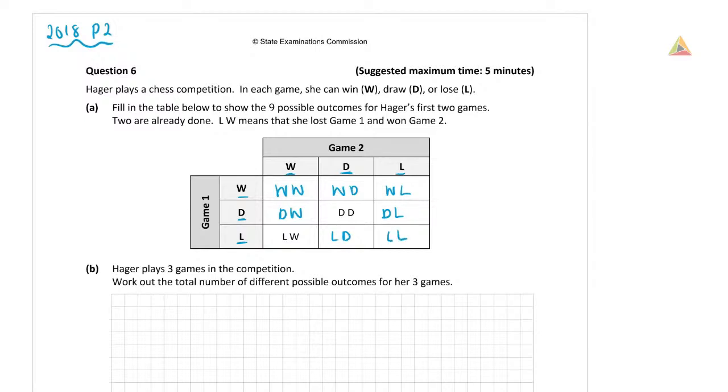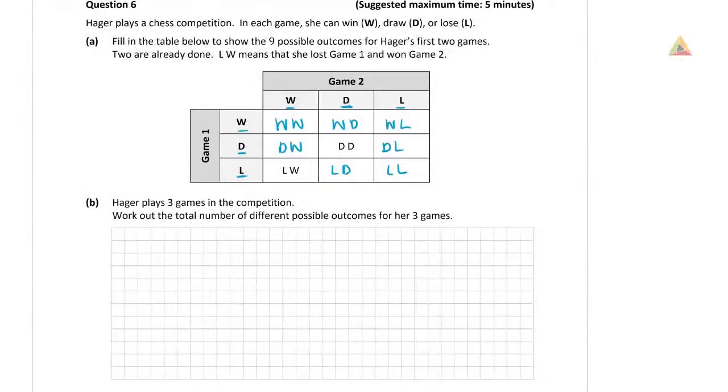So Hager plays 3 games in the competition. Work out the total number of different possible outcomes for her 3 games. Okay, so we need to work out the total number of possible outcomes for all 3 games that she plays. Now there are 9 possible outcomes, as you can see from the table above, and she plays 3 games in the competition. So it's going to be 9 by 3, and that's going to be 27. So 27 possible outcomes.